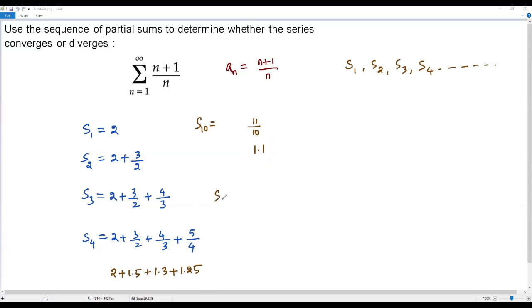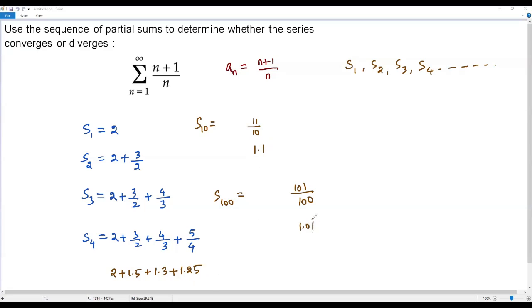So what if I find the 100th partial sum? The last term will be the 100th term. To get the value of the 100th term, we have to plug in n equals 100 into the nth term of the series. When I plug in n equals 100, I'm getting 101 over 100. Its value is 1.01. So in the fourth partial sum, the value of the last term is 1.25. In the 10th partial sum, the value of the last term is 1.1.